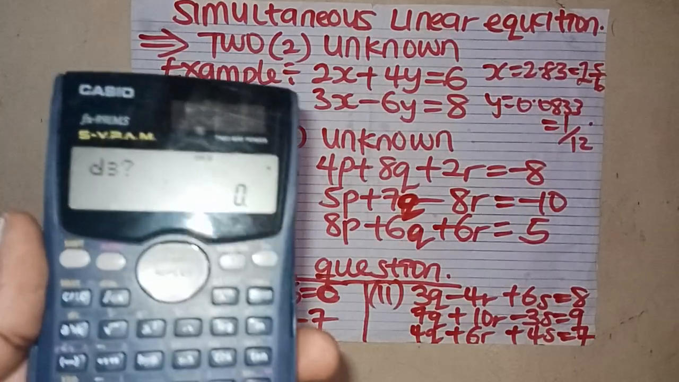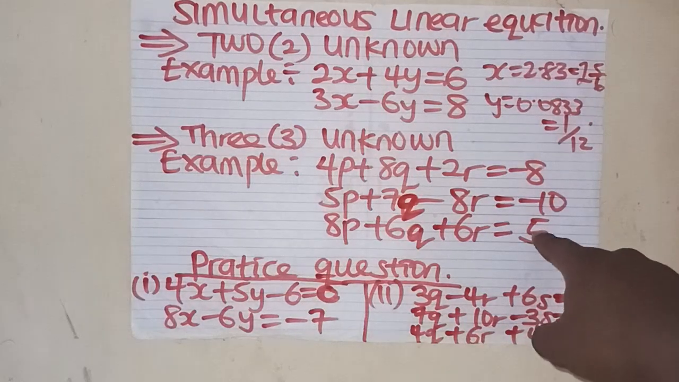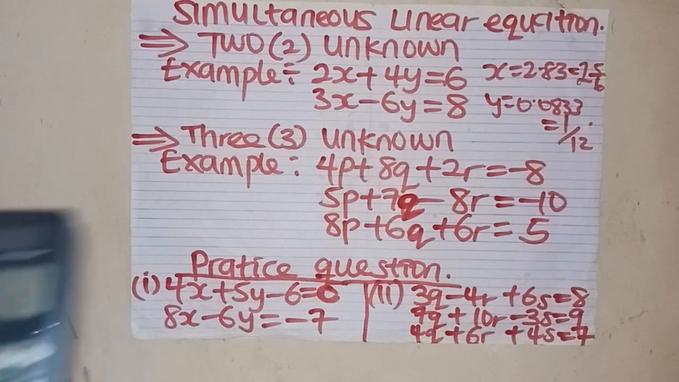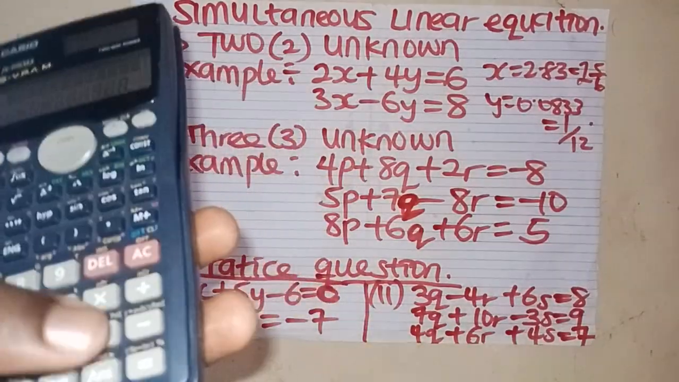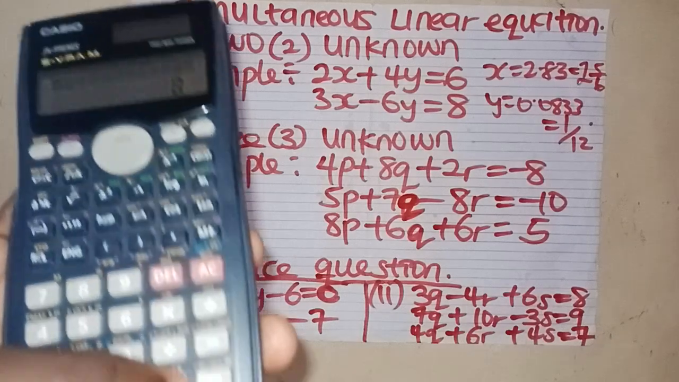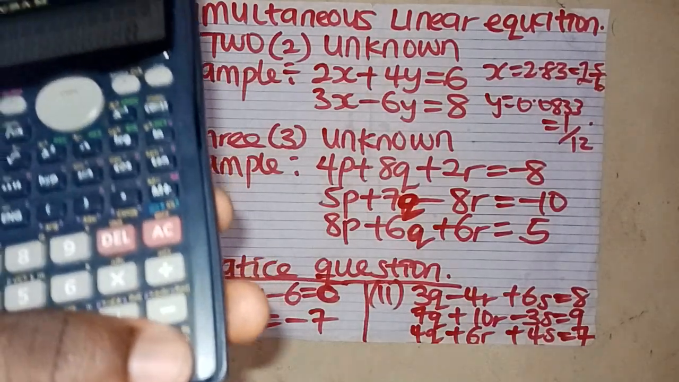That's what? D3. My D3 is my what? That's my 5. This particular one. So let me press my 5 here. This is 5. Now press equal to. You can see it here now. This is the sign for equal to.